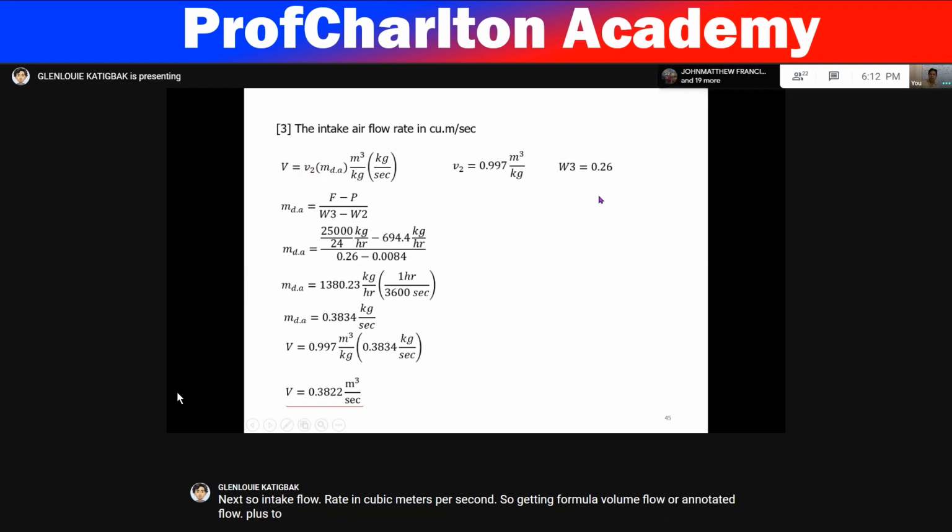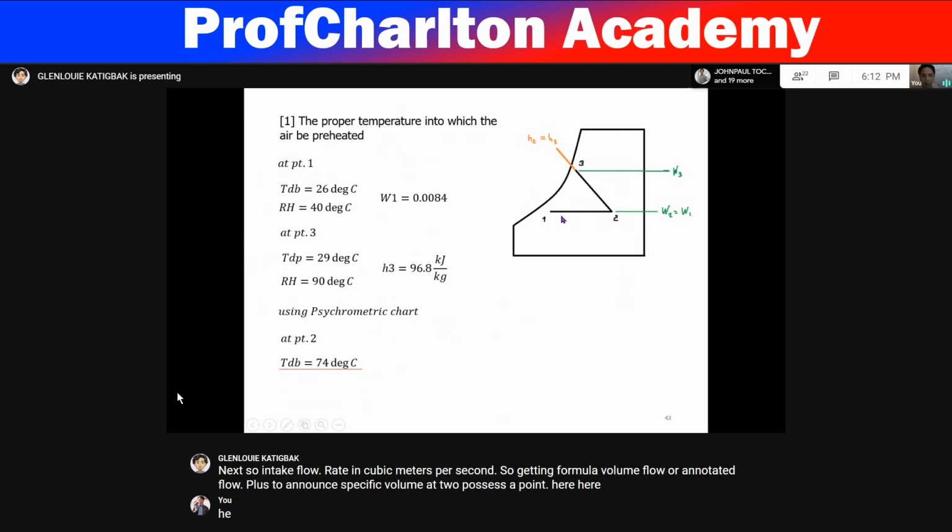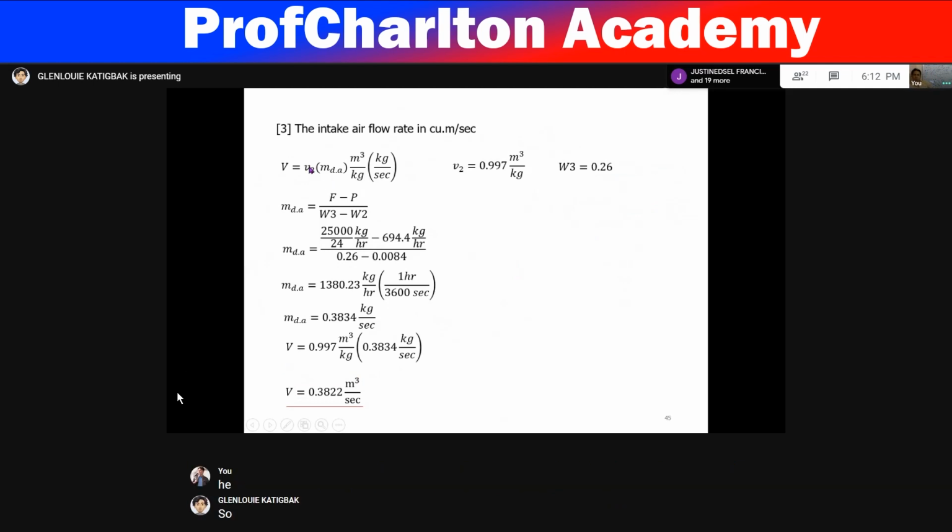Dito may fan dito, di ba? Parang dito yung intake ng air. Kasi 2 and 3, di ba? Yung 2 and 3 is drying process, di ba? 2 and 3. Yung 1 and 2 is heater, mga coil yan. Sige. So, ito yung formula.